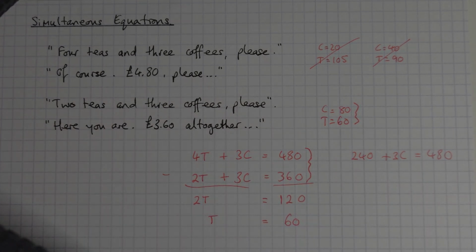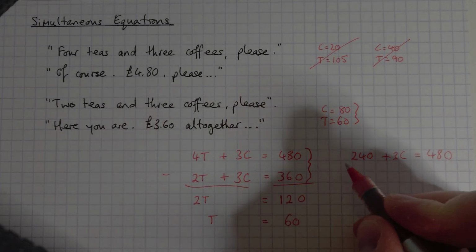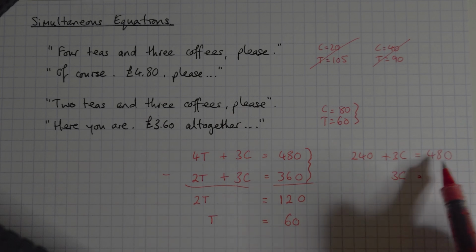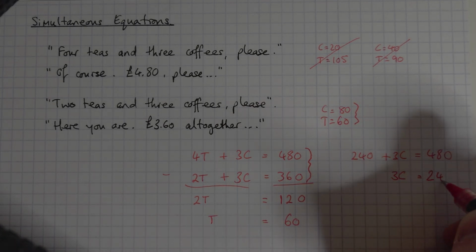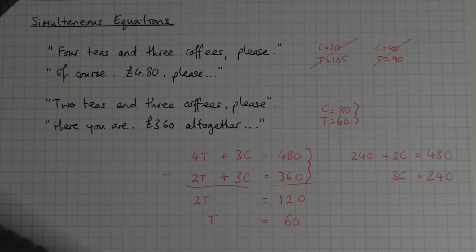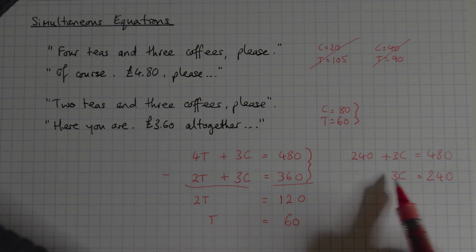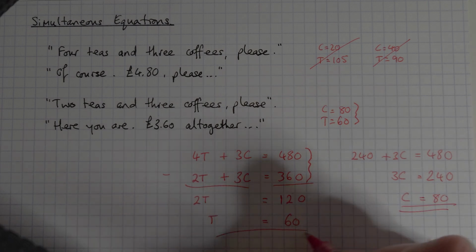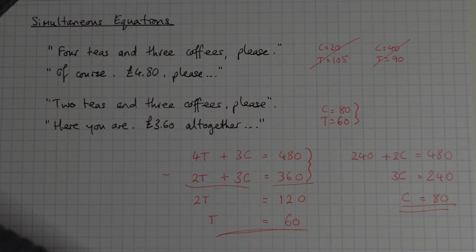This is now an equation to solve. Let's subtract 240 from both sides. So if I take the 240 away from the left, we've just got 3c on its own. And if I take 240 from the right, I'm still left with 240, because 480 take 240 is 240. And now I'll divide both sides by 3. That gives me c equals 80. So I've got t equals 60 and c equals 80.